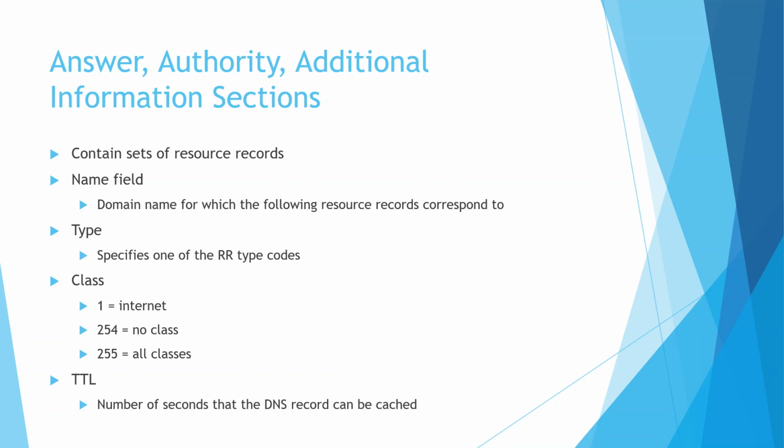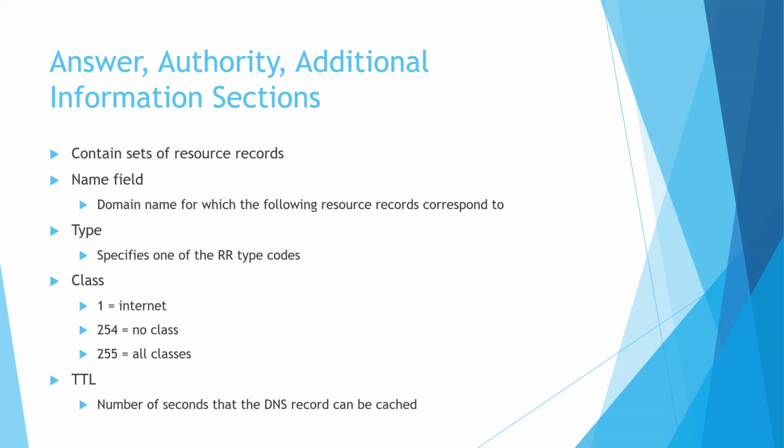So then we have answer, authority, and additional information sections. That's going to contain sets of resource records. As I mentioned before, DNS is all about resource records. It's going to be about providing those mappings of host names and other information to IP addresses, or just other types of resource records for you to use as part of your client.